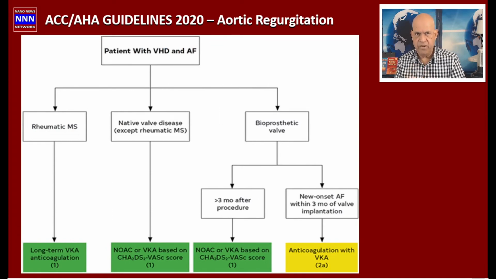If we have a patient with aortic regurgitation who has a bioprosthetic valve and develops atrial fibrillation, then after 3 months of the procedure, they can be treated with either NOACs, newer oral anticoagulant agents, or vitamin K antagonists based upon the CHA2DS2-VASc score. Whereas if the new onset atrial fibrillation is within 3 months of the valve implantation, they need to be started on vitamin K antagonist anticoagulant therapy.